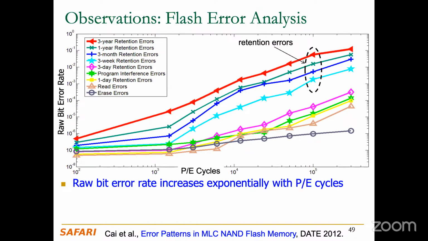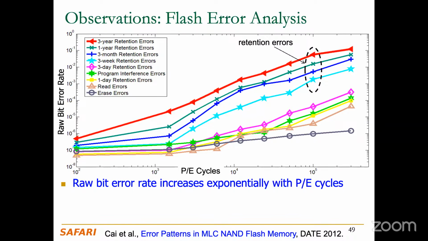So basically, raw bit error rate increases exponentially with PE cycles, which is something we can also expect, right? When you increase PE cycles, you get the accumulation of all the errors from the non-ideal erase process, program process, and read process. So all these errors will accumulate more and more, right? So when you have higher PE cycles, essentially you will also have a higher error rate.